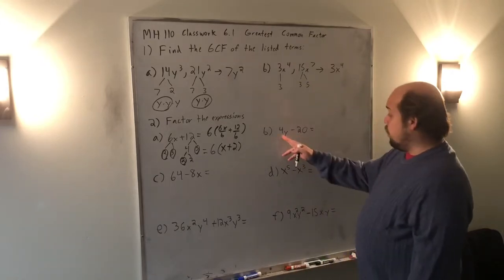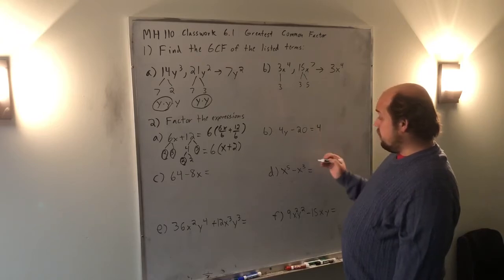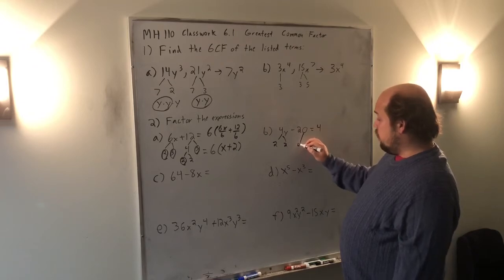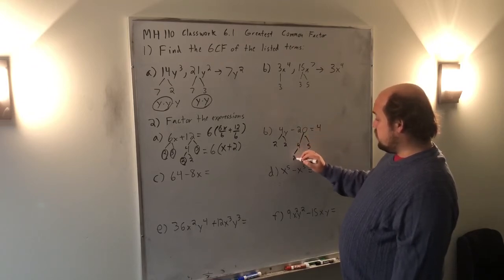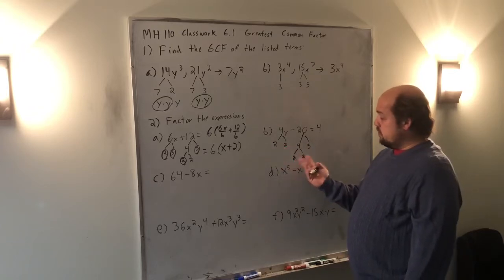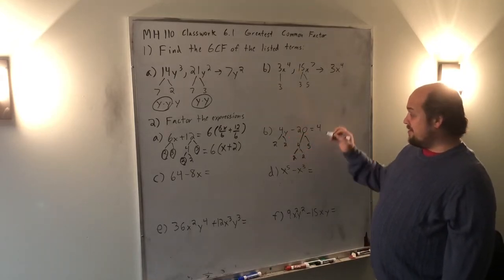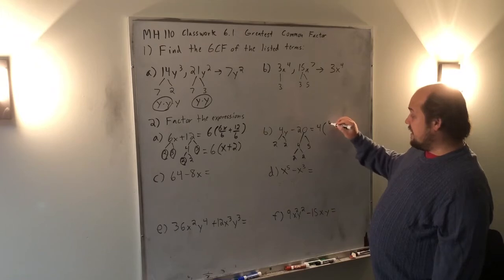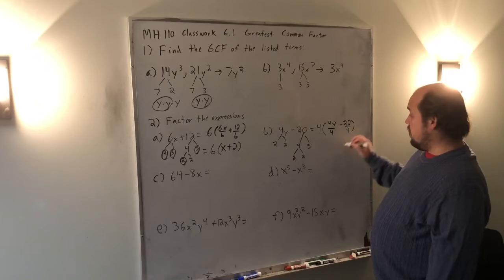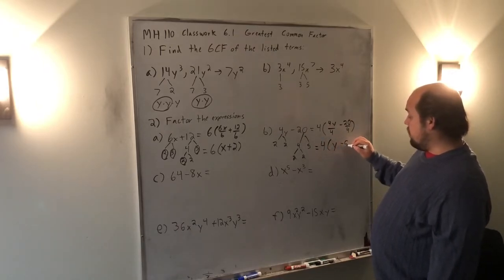When I look at 4y and negative 20, 4 is the largest number that goes into both of them. Again, I can get there by showing 2 times 2, and 4 times 5, which becomes 2 times 2 times 5. 2 and 2 is here, 2 and 2 is here. That's how I get to that 4. Y here, but no power y there, so 4 is as far as I can go. If I then take 4y and divide it by the 4, minus 20 divided by the 4, I wind up with the final factored form of 4 times y minus 5.